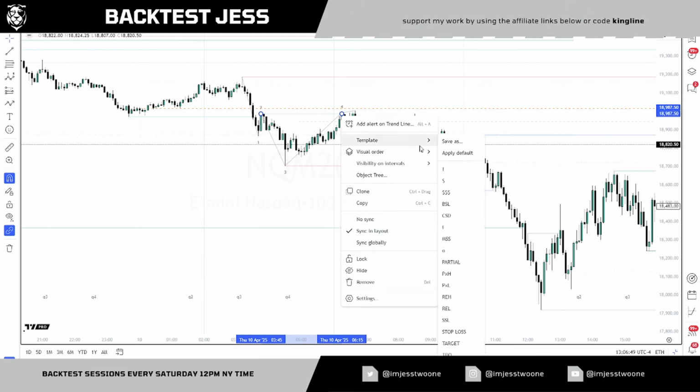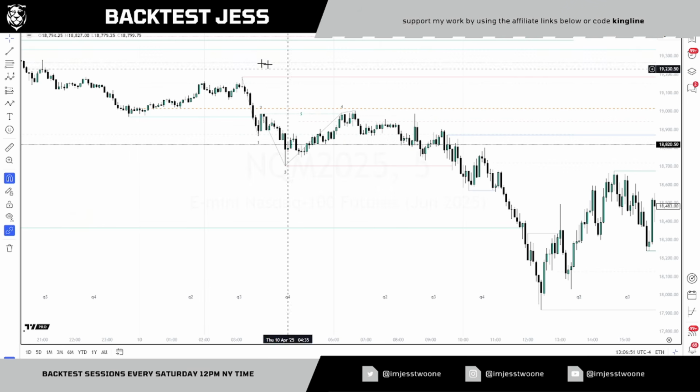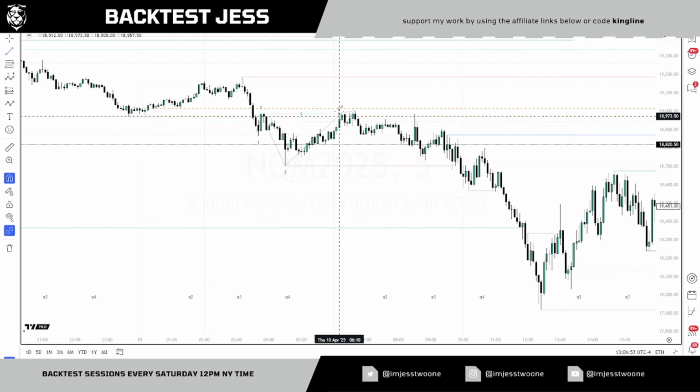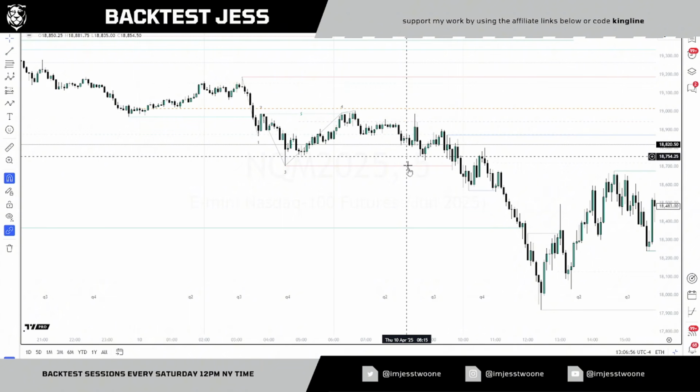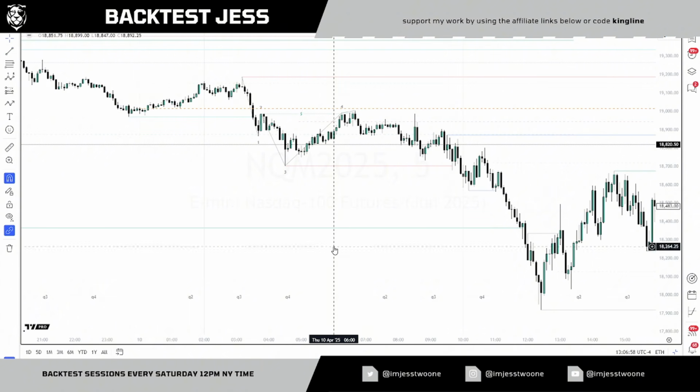And this is the trade that I took. And then 4, 5 sweeps out 4. And then the 6 cents.